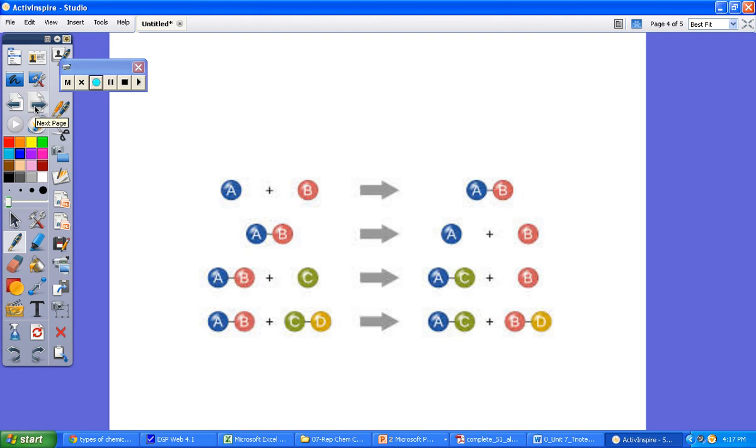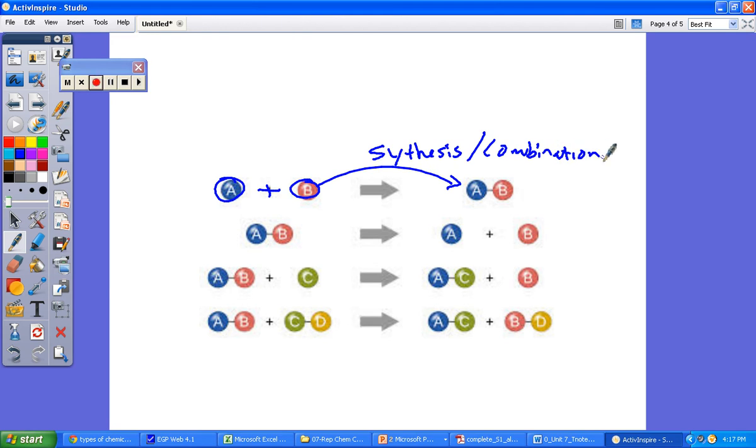So then we got into what are some of the different types of reactions. Well, if you take one element and add it to another element to make one new compound, we call this synthesis. Sometimes we call it a combination or recombination reaction. Combination just meaning that you're combining 2 things. Synthesis meaning you're making something from 2 parts.